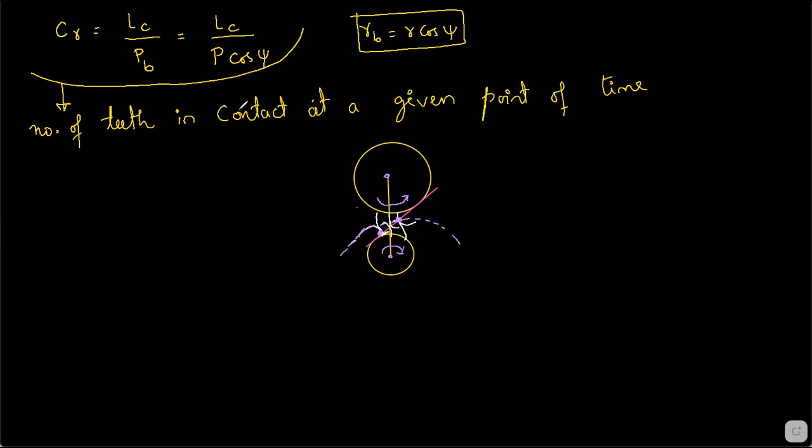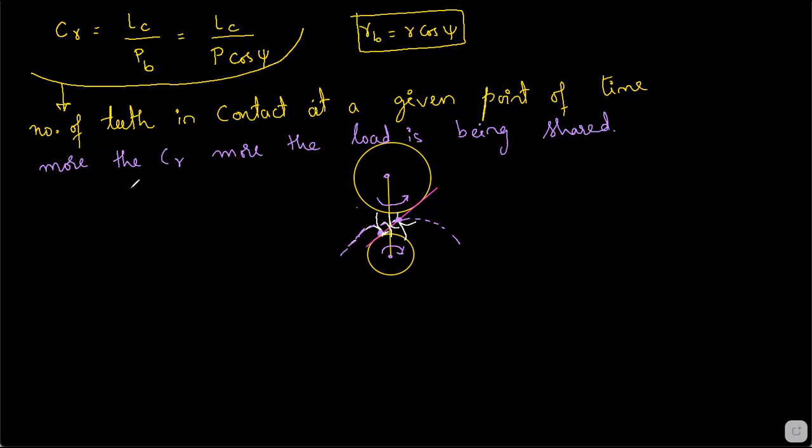Okay, so the number of teeth in contact at a given point of time, if you check how many teeth are in contact, if it is 2 teeth, it means 2 are sharing. If it is 3 teeth, it means 3 are sharing. It means the more the contact ratio, the more the load is being shared. Fine. So now, is it a good thing?